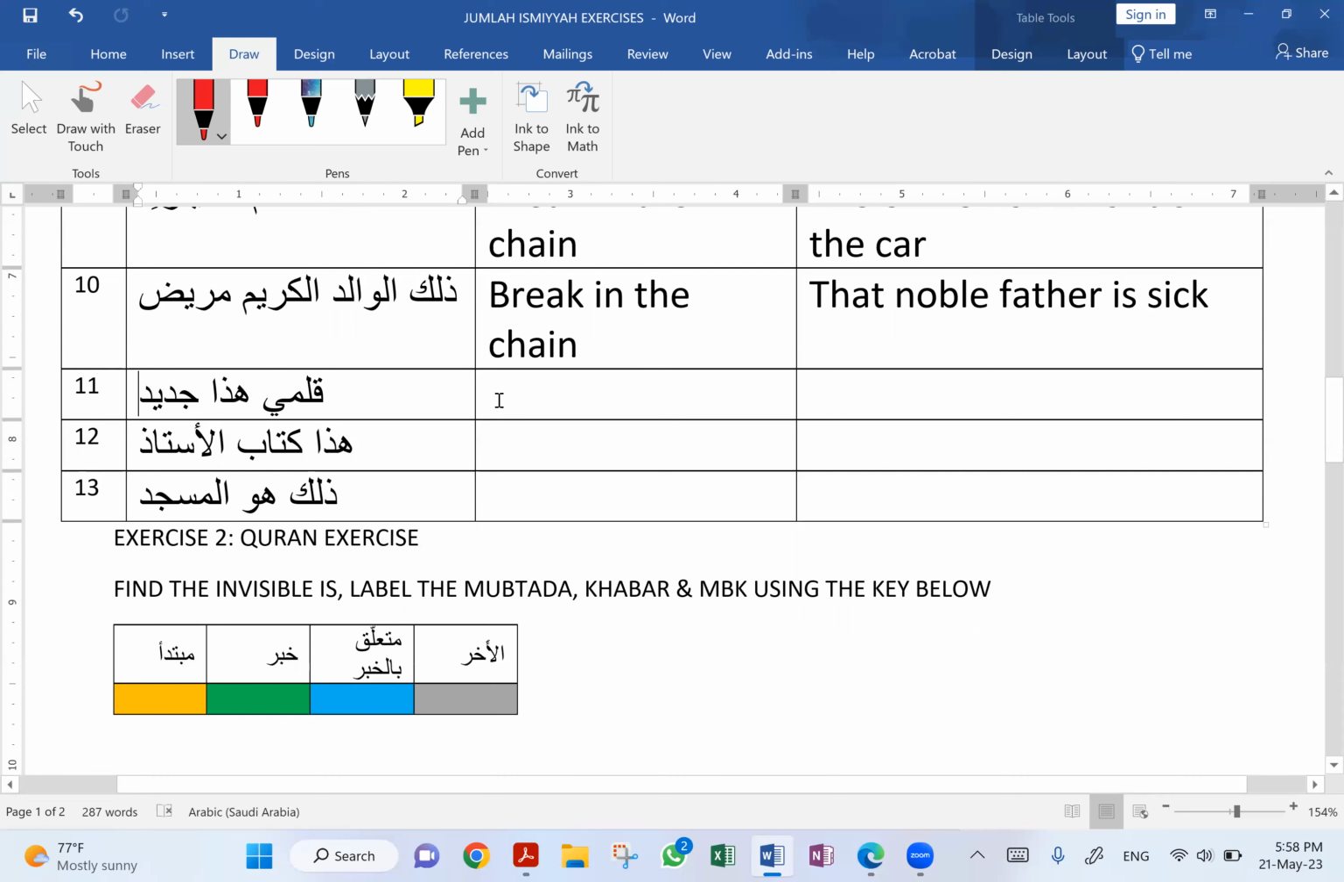So should I tell or the one who read it should tell? Do you want the one who read it to continue with this one? Yes. You can try. Okay. قلمي هذا. This pen of mine is mubtada and jadidun is khabar. Okay. So what happened with hadha? Why is hadha here and not at the beginning?